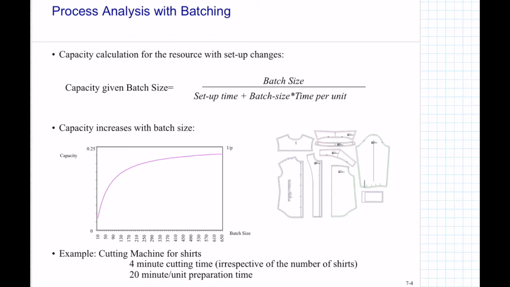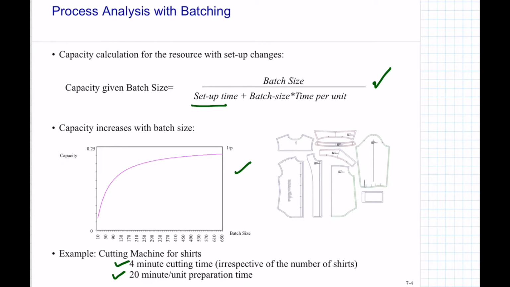When we do process analysis involving batching, we can calculate capacity for a given batch by using this formula. Note that it includes setup time in the denominator. If you take this example of the cutting machine, time per unit is about 4 and setup time is 20 minutes. The relationship between batch size and capacity is shown in the graph.